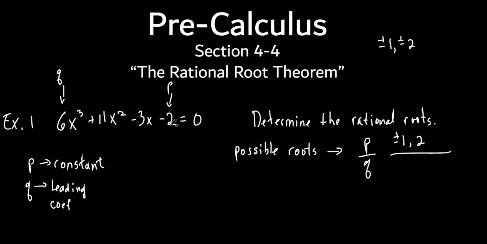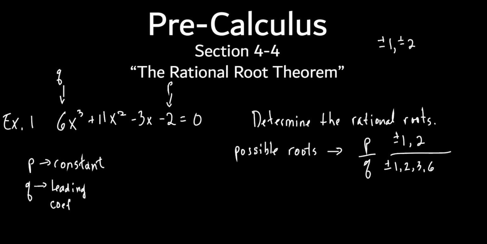So the P is the -2 or the 2. It doesn't really matter because you're going to go plus or minus anyway. All right? And then what is the Q? It's the 6. So let's write all the possible values, or all the possible factors, of 6. Well, 1 and 2. What else? 3 and 6. Agree with that?